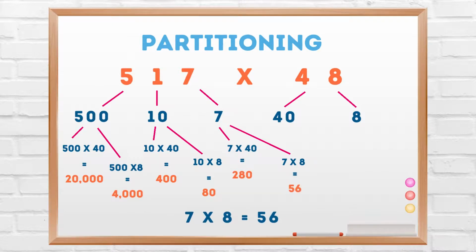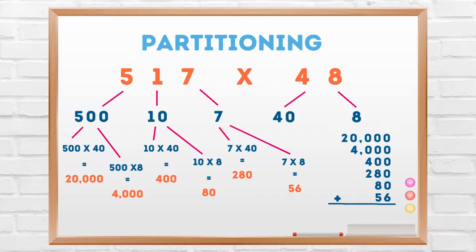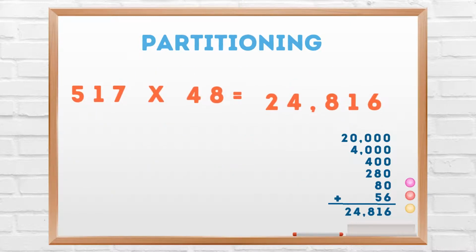Now that we have multiplied all parts that make up 517 by 48, all we need to do is add the products together to find our answer. We will do this by creating a standard algorithm with the numbers vertically lined up according to their place value. After adding these numbers together, our answer is 24,816.